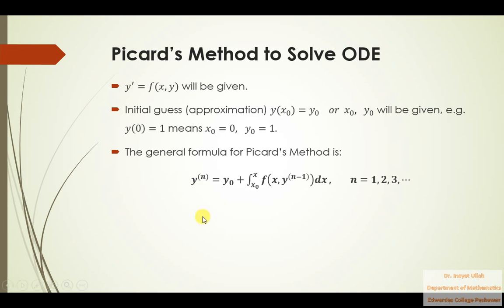If you want to find the first approximation, you need to replace n by 1, so that will be y1. For the second approximation, you need to replace n by 2. For the third approximation, you need to replace n by 3 and so on, where n denotes the number of approximations. And x is equal to x n minus 1 plus h.